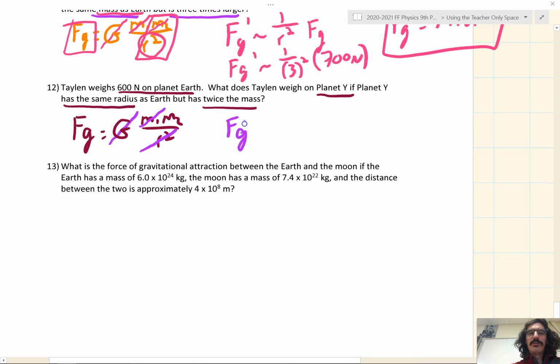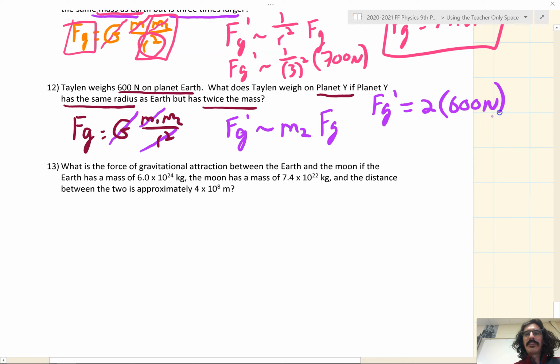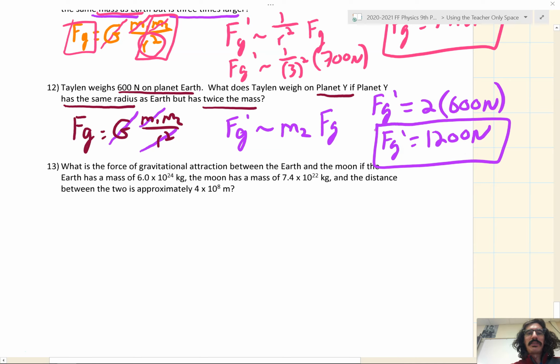Which means Talon's new weight, Fg prime, is proportional to the mass of the new planet times whatever her original weight is. So Fg prime is going to equal 2, because the mass doubled, times 600 newtons, Talon's weight on Earth. That gives us 1200 newtons. So when Talon goes to a planet that's double the mass, Talon's weight is going to also double in this case, because Fg prime is proportional to the mass of the new object.